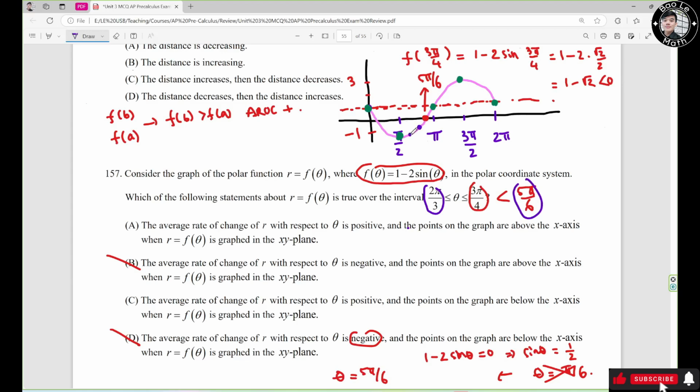And 2 pi over 3 could be somewhere right here. And then you have the interval, it's going to be from here to here. This interval is below the x-axis, right? So the answer must be C. This one is above the axis.